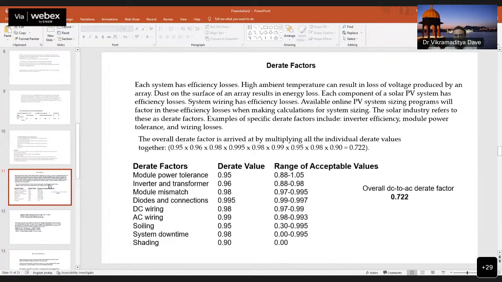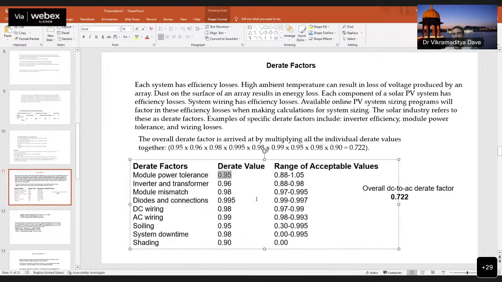So if temperature increases beyond 25 degrees centigrade, their voltage will reduce, and due to voltage reduction, the power output will also reduce. So generally we take into account the derate value of 0.95. However, the acceptable values are also there. Now sometimes what happens, if temperature is below 25 degrees, then the voltage may rise. So you may get a value greater than 1. So this is the acceptable value, but in general we take 0.95.